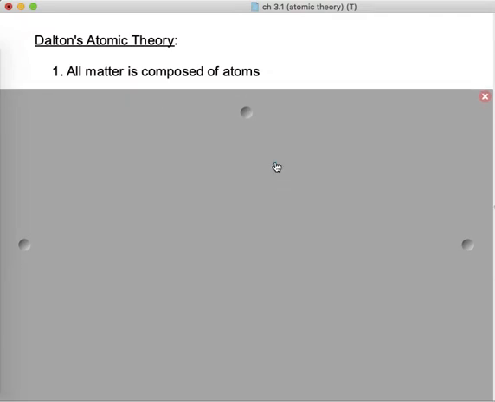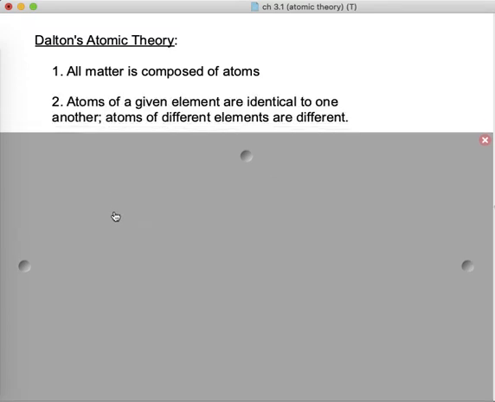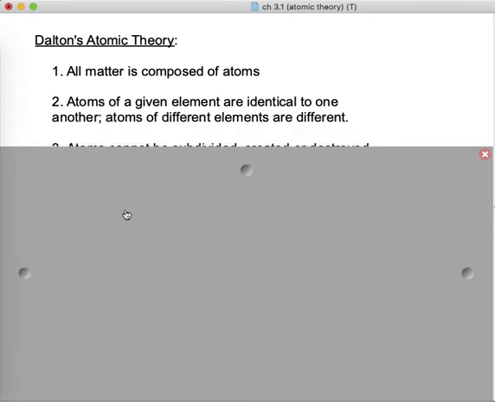Part 1, all matter is composed of atoms. None of this makes any sense unless everything is made up of these tiny particles called atoms. Part 2, atoms of a given element are identical to one another, whereas atoms of different elements are different from each other. Every carbon atom in the universe is identical to every other carbon atom, but a carbon atom is fundamentally different from a nitrogen atom. He didn't know how or why, but his theory says you need that to explain things.